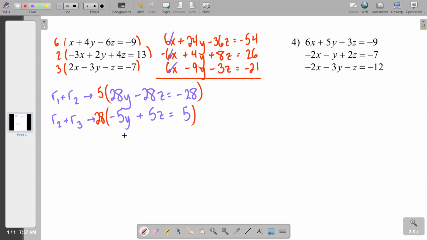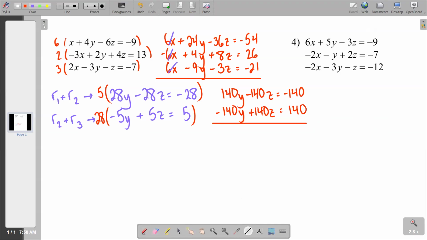So across the top, we wind up with 140 y's minus 140 z's equals negative 140. You could already see the proportional relationship, the 5 to 28 across the board, right? So we're pretty sure this is going to have infinite solutions. It's probably going to wind up being a 0 equals 0 situation. But again, let's verify. Across the bottom, we get negative 140 of those, positive 140 of those, and that equals positive 140. And now we have an eliminatable 2x2 system.